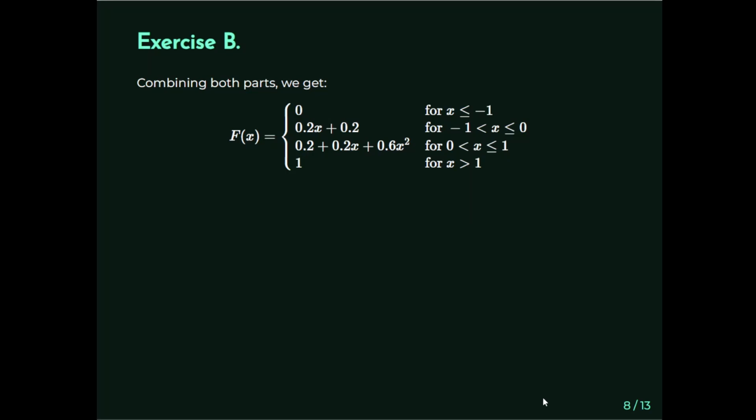Now this is the important bit. How do we piece this all together? Now this is actually the proper answer here. So essentially we break it up, we express it as a piecewise function or a casewise function. So we have 0 for x less than or equal to -1. And then we have the negative region there, -1 less than x less than or equal to 0, and that will give us 0.2x plus 0.2. Then we have the positive region, 0.2 plus 0.2x plus 0.6x squared. And then we have 1 for x greater than 1. So it's very important to actually express the answer fully like this.